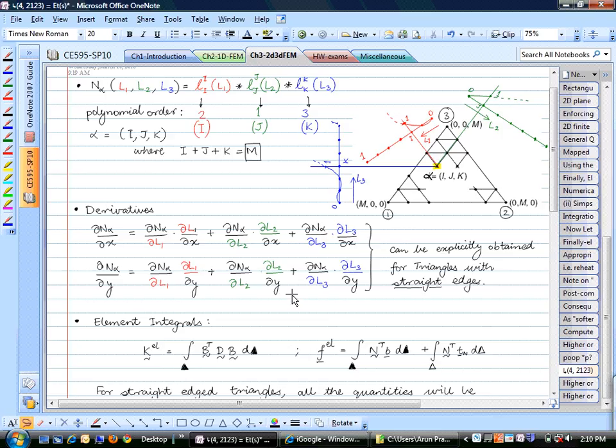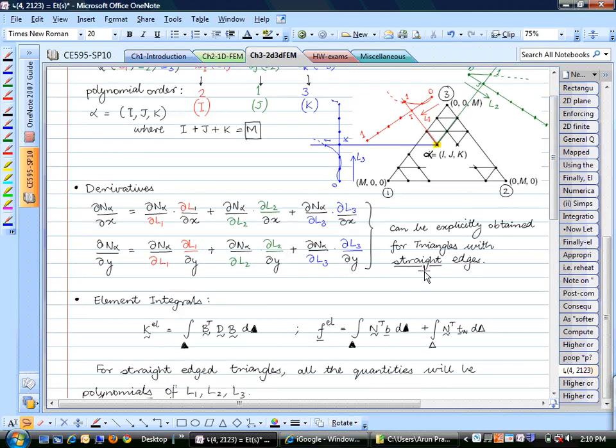And similarly for the y direction. There's a caveat here that in general this is valid only for triangles with straight edges. If the triangle is curved, a lot of the good properties about these triangular elements go away, but then you would have to use an isoparametric map and all that. But all this is valid for a triangle with straight edges. So finally, once you have your shape functions and the derivatives, all that you need to do is to plug them into your B matrix and N matrix, and you will have to calculate these integrals.